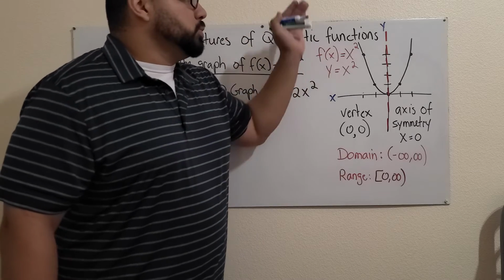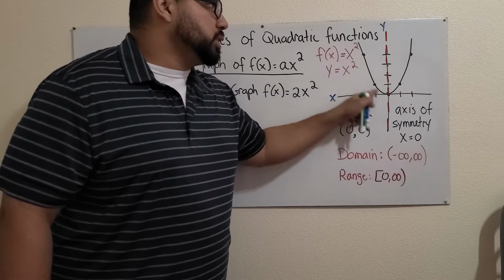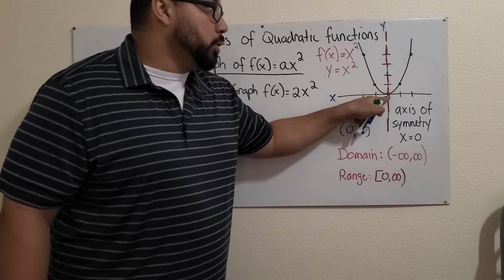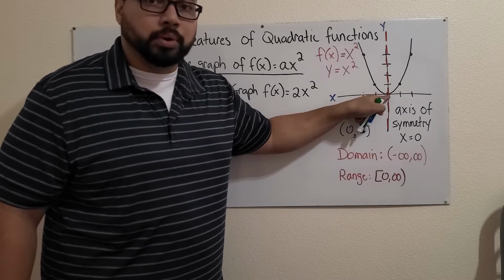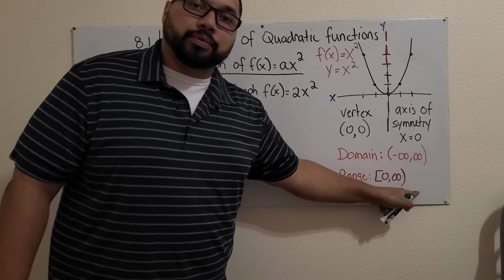The question is, does it do the same thing going down? If you take a look at this graph, it actually curves. It stops at a point. The very lowest point on this graph is 0. So it starts at 0 and goes all the way up to positive infinity.